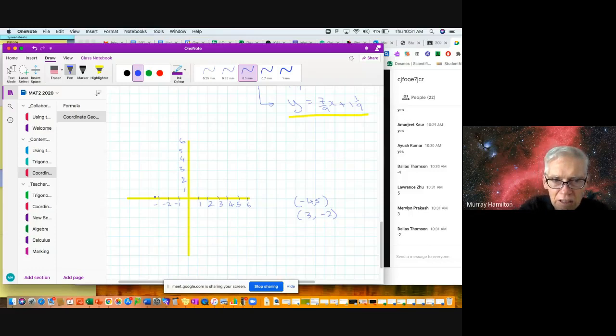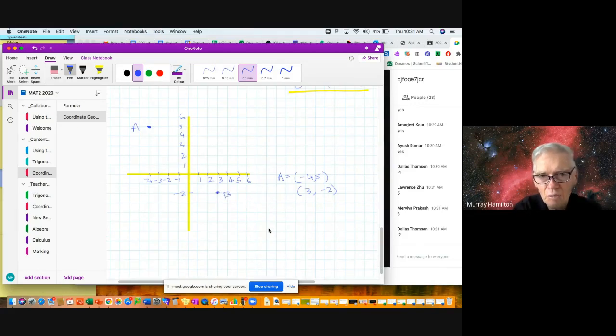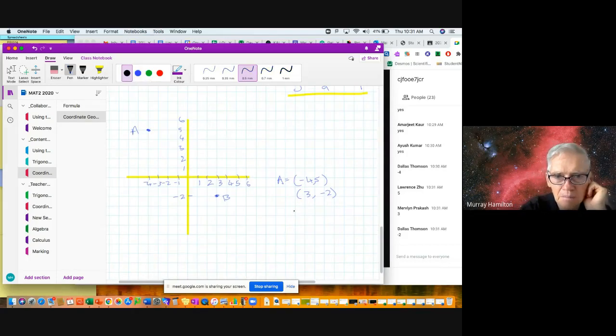Okay, so negative 4 and 5, we've got to plot that point. Negative 4 and 5 looks like this point here. So I'm going to call that point A. So that's my x1, y1. And then 3, negative 2 is this point here. 2 down, because that's negative 2 there. And I'm going to call this point B. Now I want the gradient, and then I want the equation of this line. So the first thing I want is the gradient. And then I want the equation of the line.